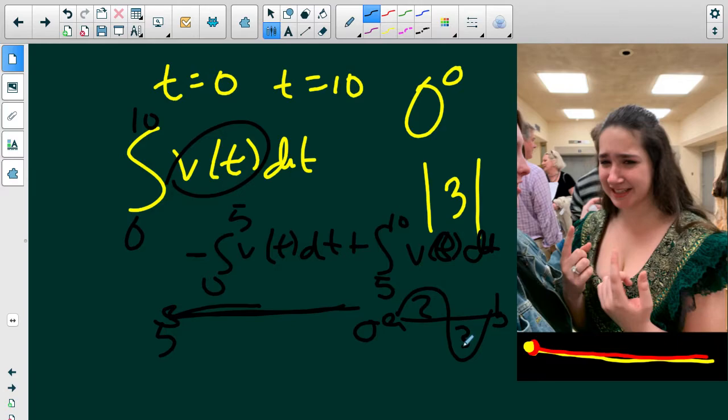Now, if it's a calculator active problem, what could you do? Somebody mentioned this the other day. If it's calculator active, what could you do? Absolute value. That'll always work if it's calculator active. All right, so that wasn't really part of today, so let's move on.